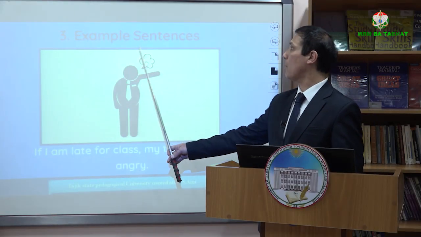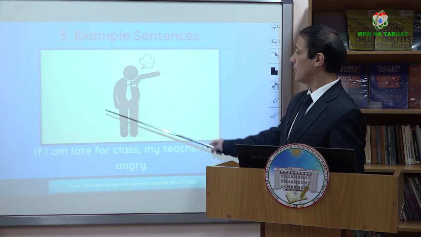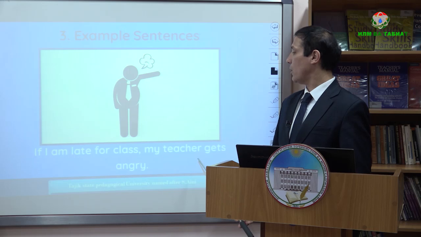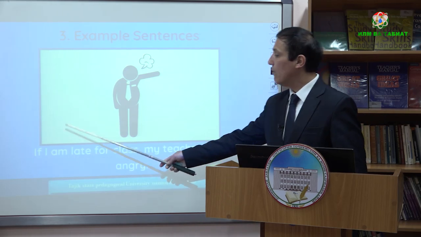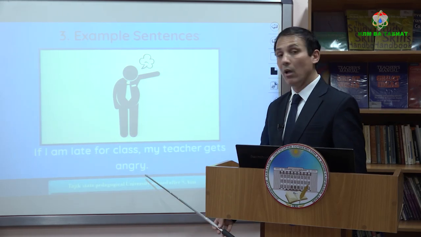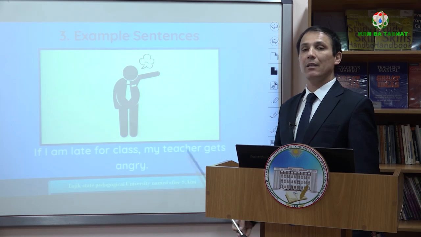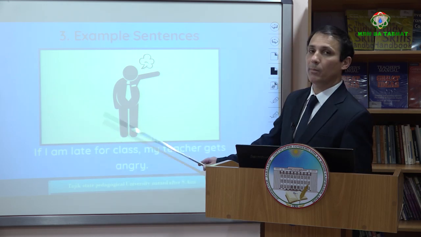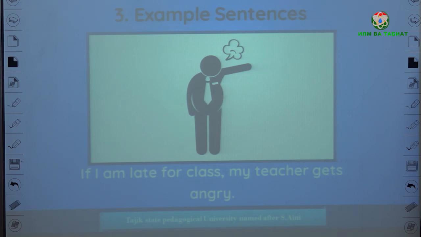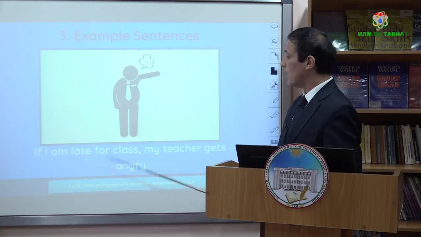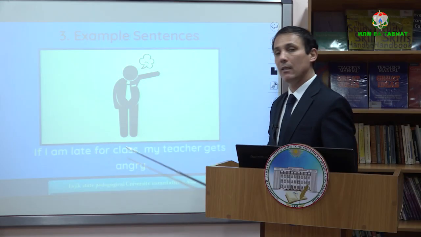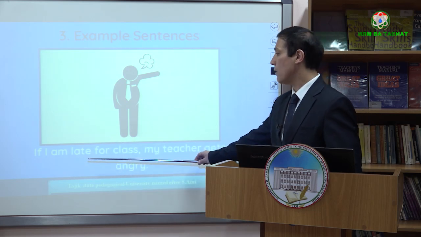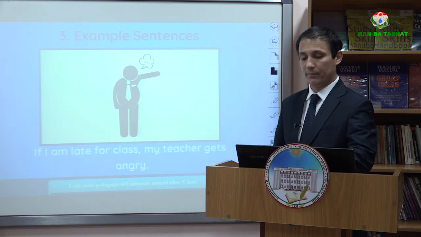Example number 3: if I am late for class, my teacher gets angry. Here is the result: if you do this, the teacher will be angry. That's why this is a clear sentence and clear information. We may use the zero conditional here.